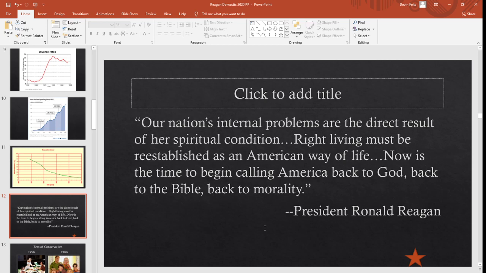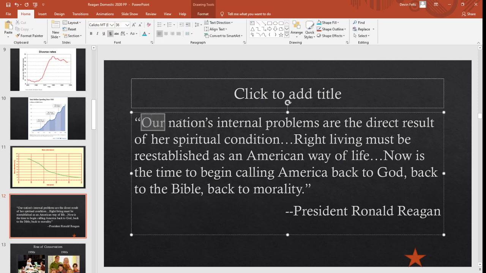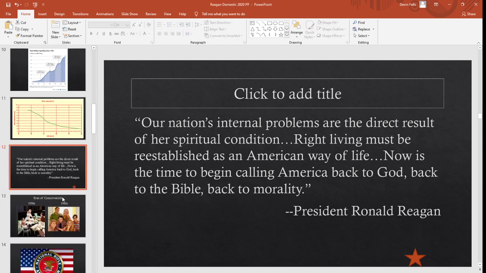And what does Ronald Reagan think about this? He says, our nation's internal problems are the direct result of her spiritual condition. Right living must be reestablished as an American way of life. Now is the time to begin calling America back to God, back to the Bible, back to morality.